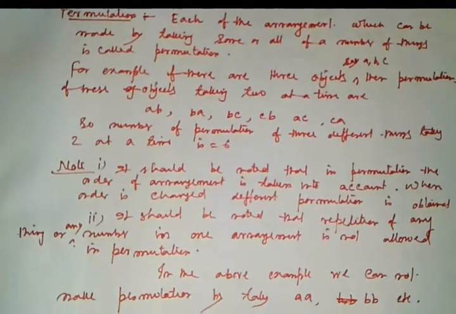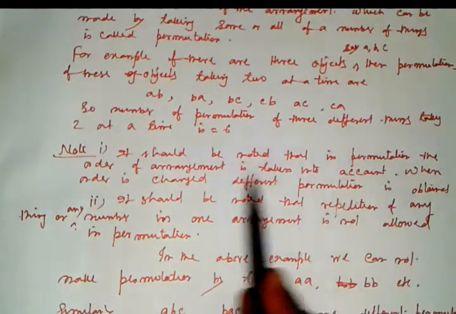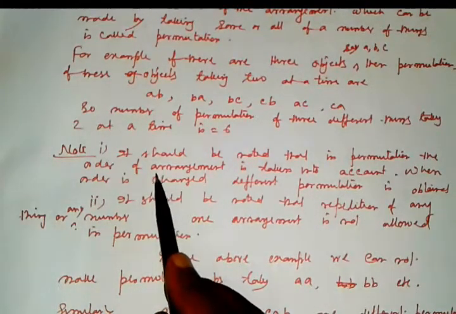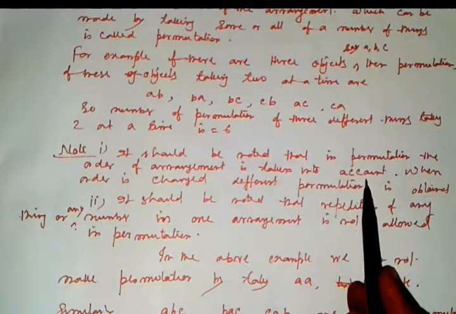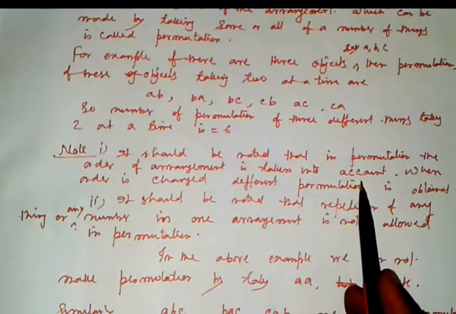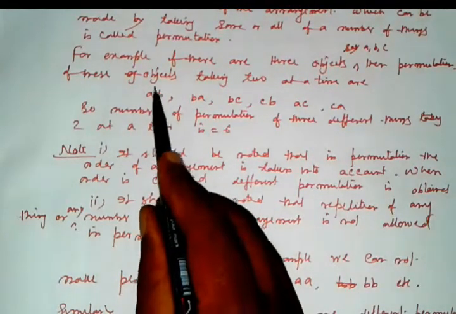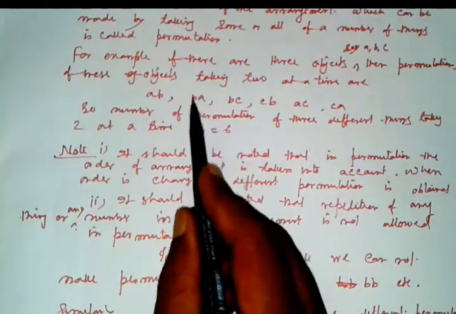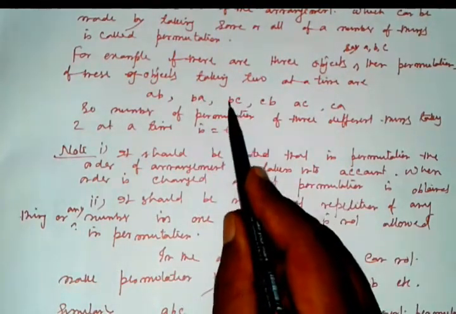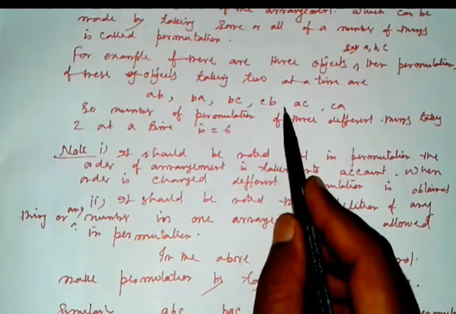It should be noted that, in the permutation, the order of the arrangement is taken into account. We have to count order, because AB is one permutation and BA is another permutation. Similarly, BC is one permutation and CB is another permutation.